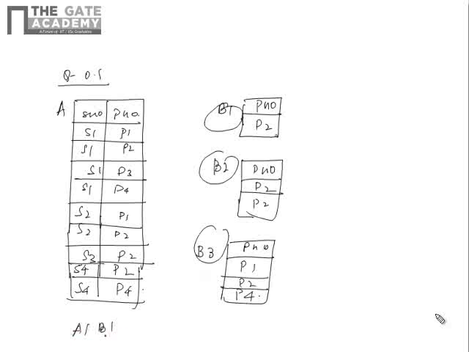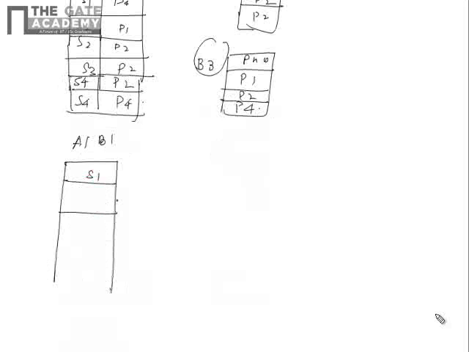So a by b1: in b1, p2 is there. So p2 is present in which arrays? It's present in s1, right? Then p2 is in s2 also, p2 is in s3 also, and s4 also, so it is present in all four, s1, s2 and s3.